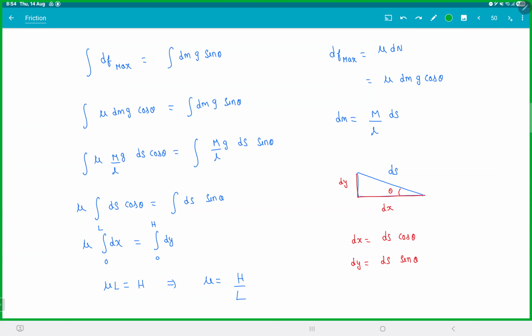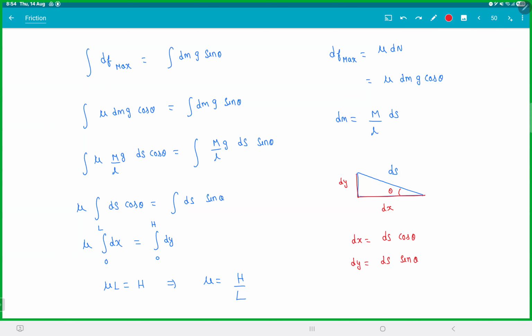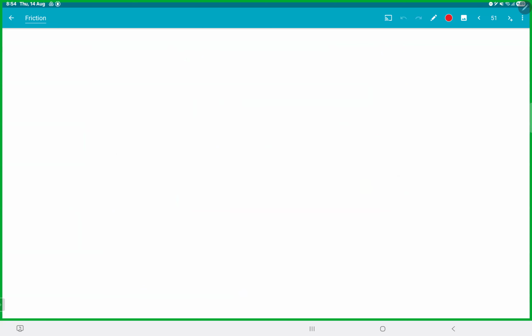Clear with this. Again, what we did, we took any random piece at some point, making an angle theta. So this small part will have df maximum acting upward and dmg sine theta acting downward. So all the frictions on the rope will balance all the dmg sine thetas. So we have to integrate them because they're changing at every point. And then when you integrate this, you end up with this. So a better way to remember the result, I'll put it in a more standard form.